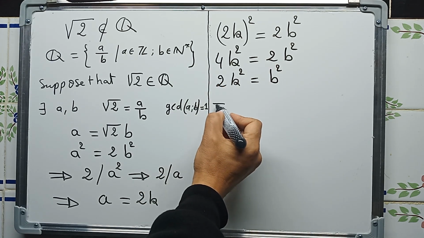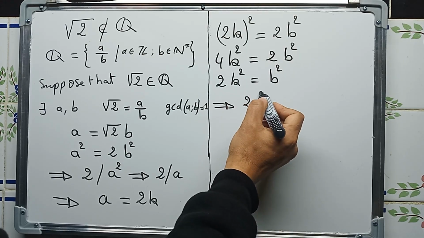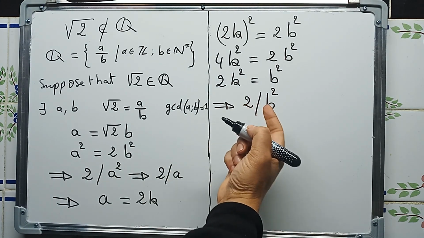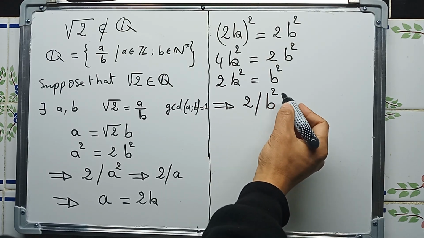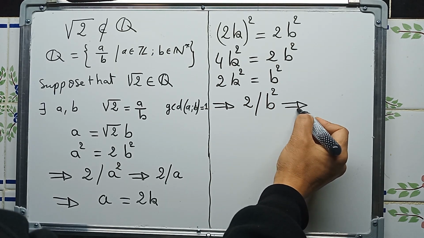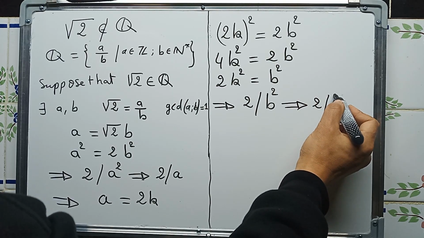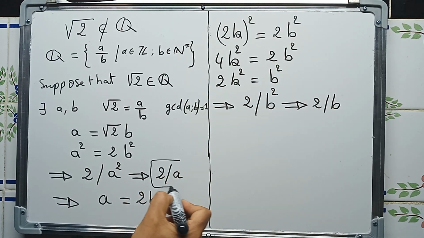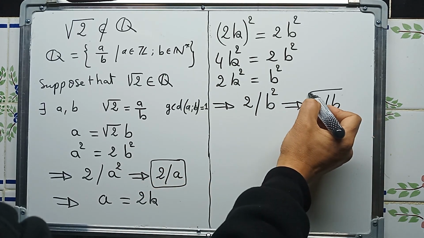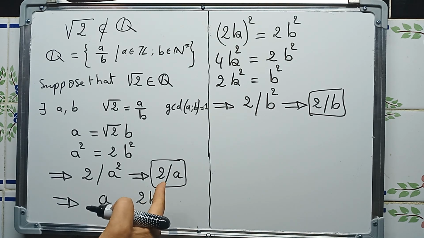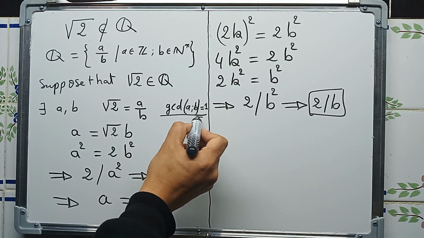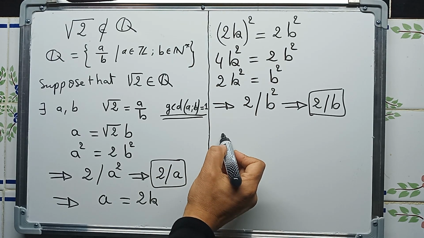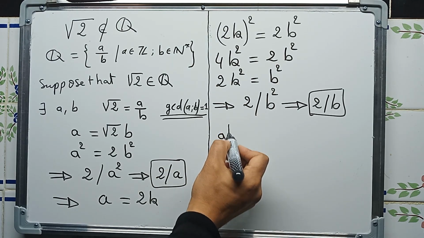And this also means that 2 is a divisor of b squared. And for the same reason as here, 2, which is prime, divides b squared. That implies that 2 must divide the number b. And here we see that 2 is a divisor of a and 2 is a divisor of b. This is absurd because we supposed that the GCD of a and b equals 1. This thing that we get is just absurd.